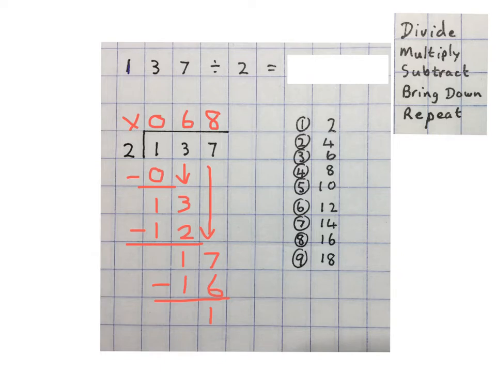Now this 1 becomes my remainder, which I write up here. And you write remainder, just abbreviation, 1. So 2 divides into 137, 68 times, remaining 1. And this we can now write as an answer. Please stop the video and get your brain around what happened here.